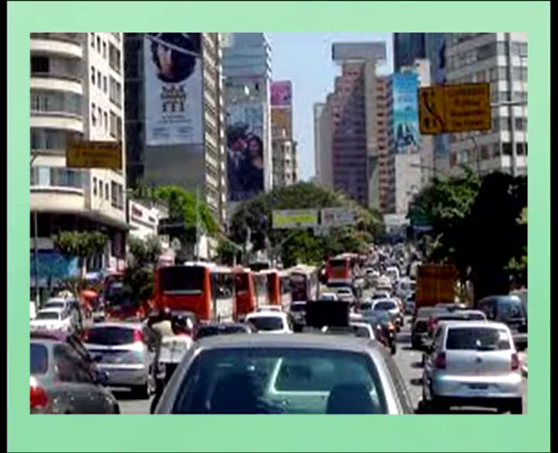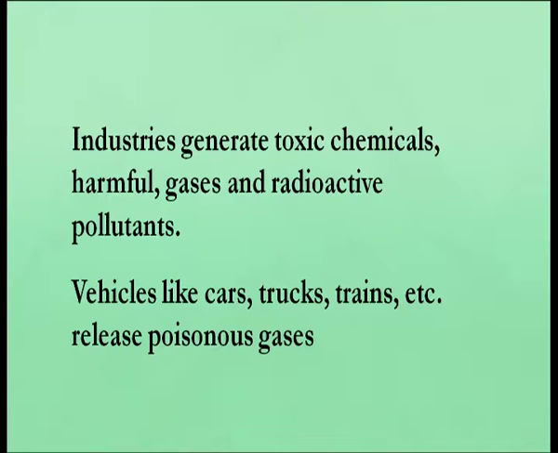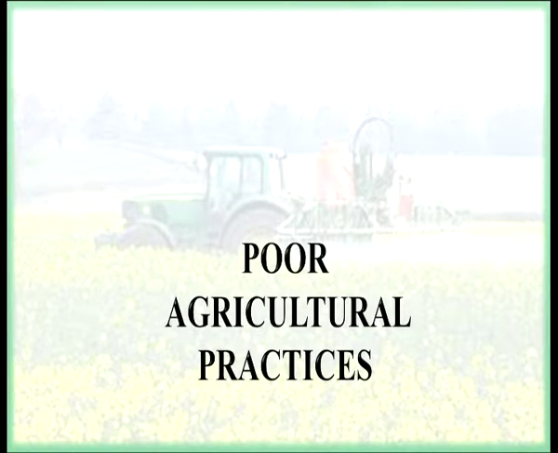They are produced in industries which generate toxic chemical wastes, harmful gases and radioactive pollutants during their manufacturing process. These pollutants kill all forms of life in air, water and land. Thus, our environment gets degraded by these technical advancements. Industries generate toxic chemicals, harmful gases and radioactive pollutants. Vehicles like cars, trucks, trains, etc. release poisonous gases.